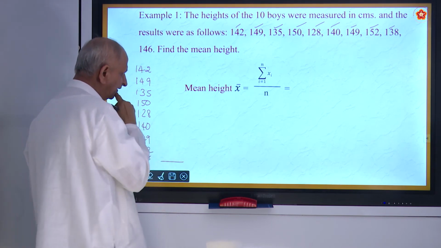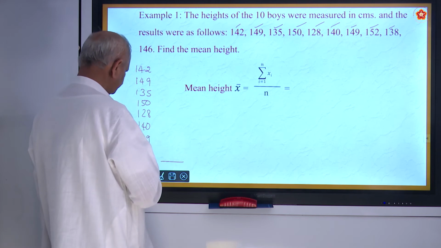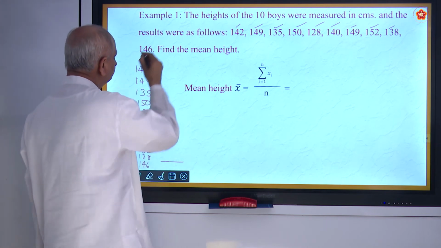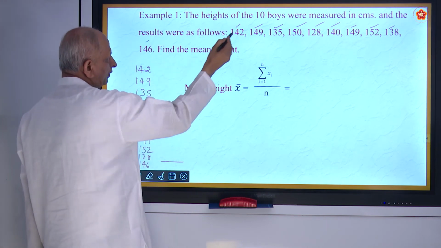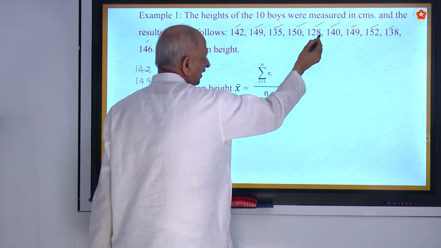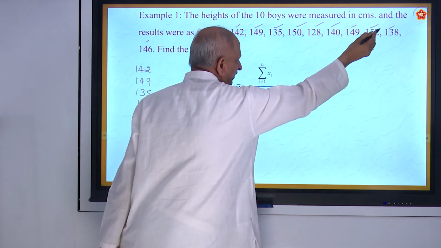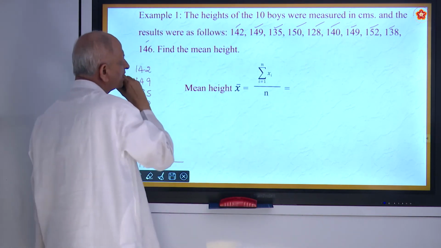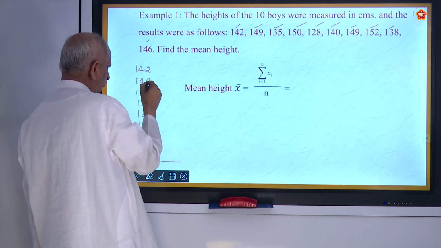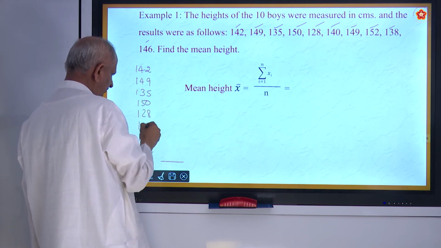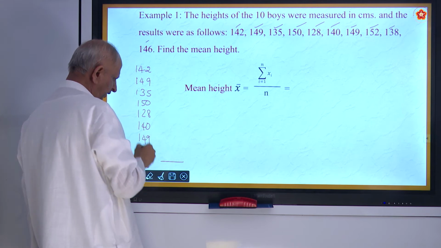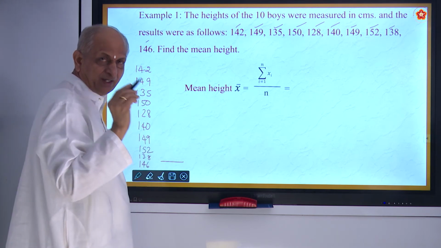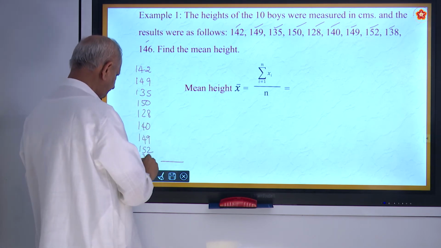Add all this. That is called sigma. So totally how many? 1, 2, 3, 4, 5, 6, 7, 8, 9, 10. So always enter correctly, okay?